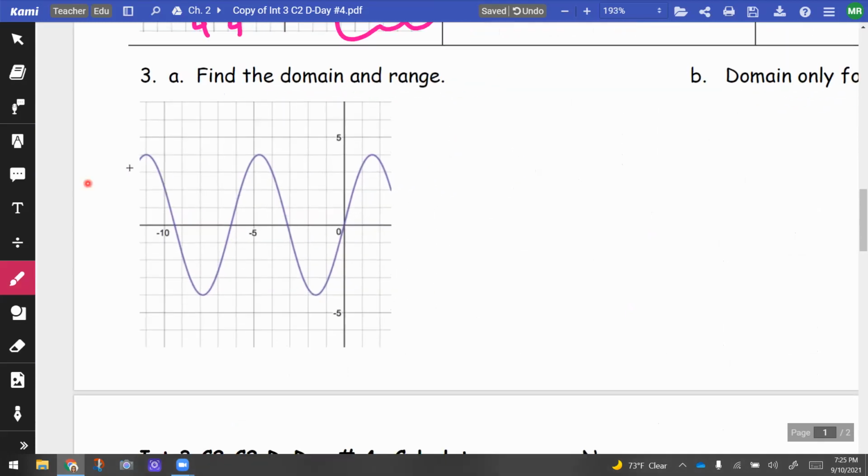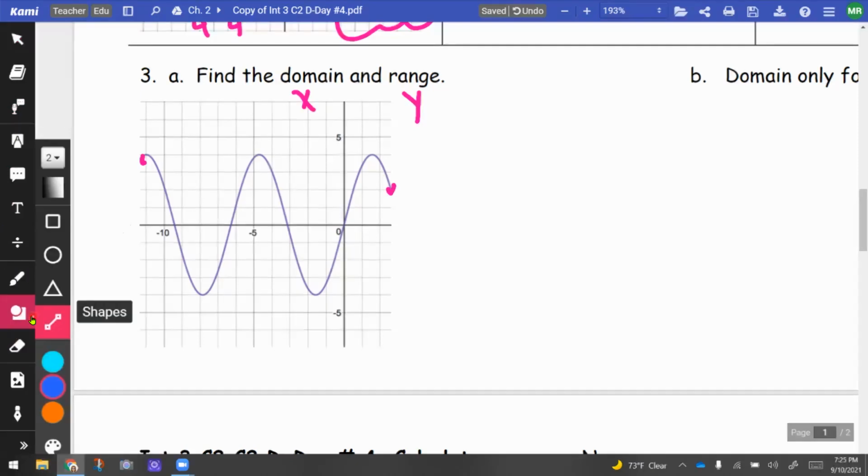Okay, so to find the domain and range, what we need to remember is a domain is our x values and range are my y's. So my domain is left to right, okay? And for this, they made it look like it stops, but this does continue going forever and ever. So when we're looking at this, I'm just going to get a line to visualize this with you guys.